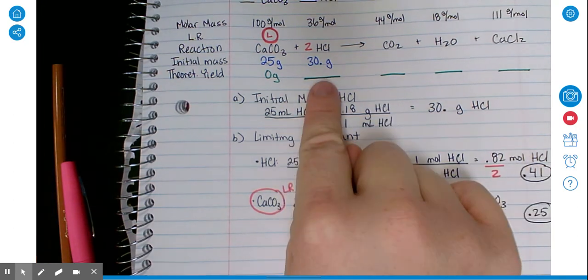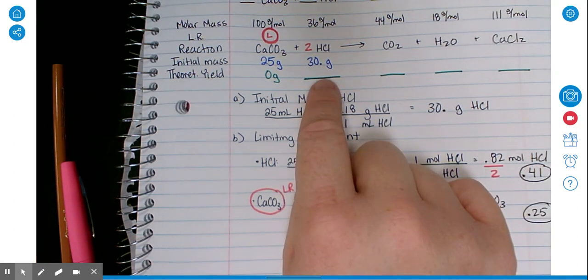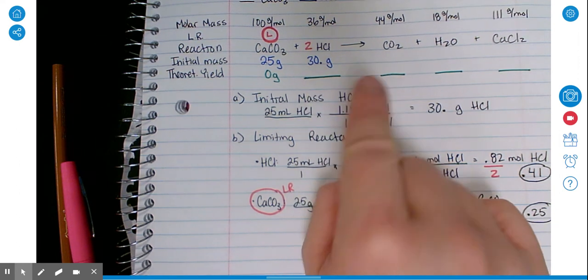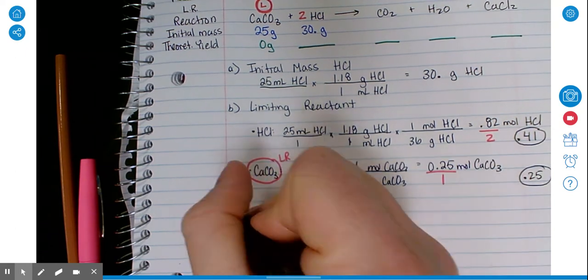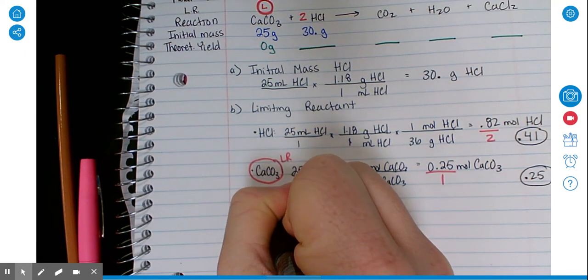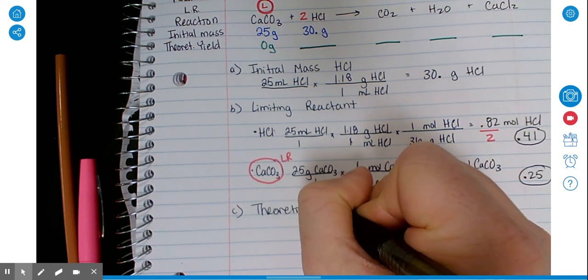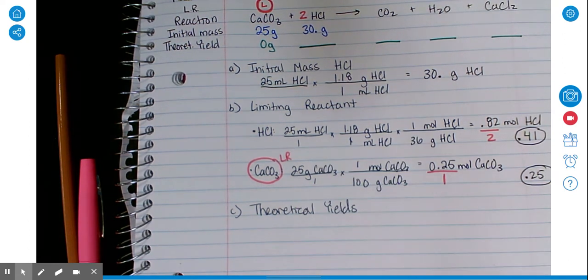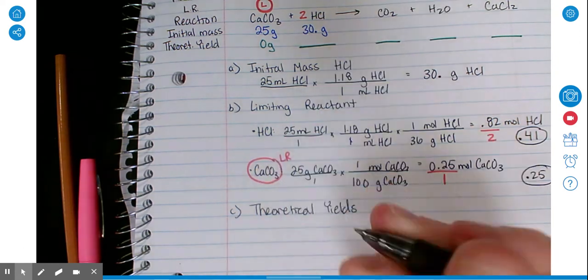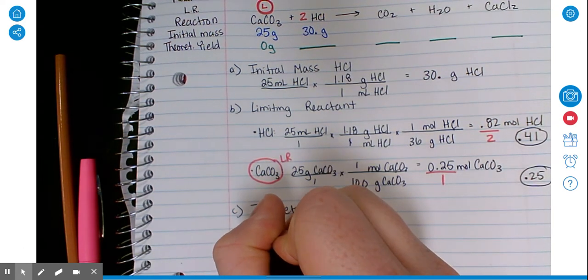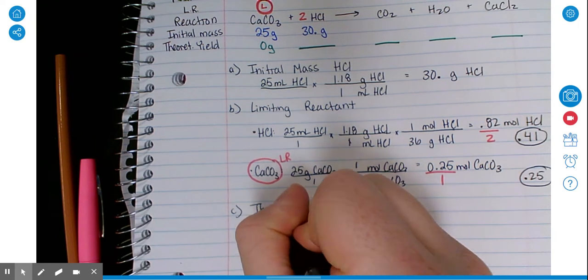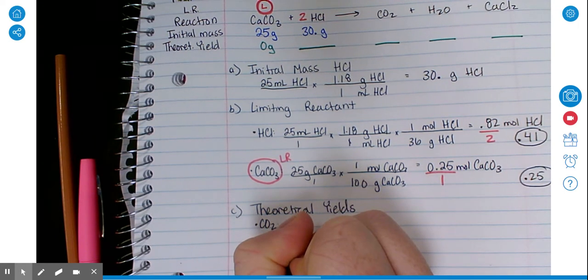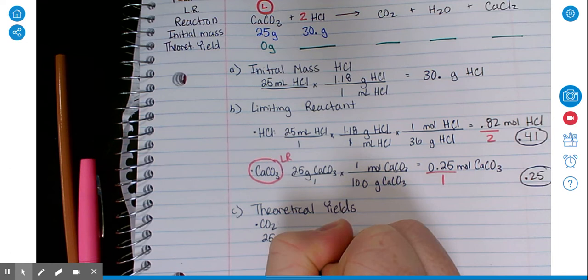So since I did an example for theoretical yield of a reactant last time, I'm going to do an example for theoretical yield of a product this time. So part C, we are going to be calculating theoretical yields. And we'll do CO2. All right, so start with what we know. I know that this is my limiting. So start off with 25 grams of my limiting calcium carbonate.